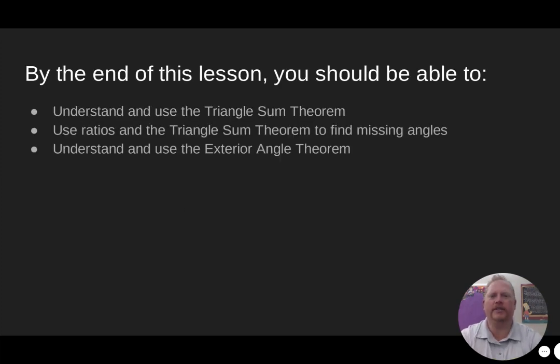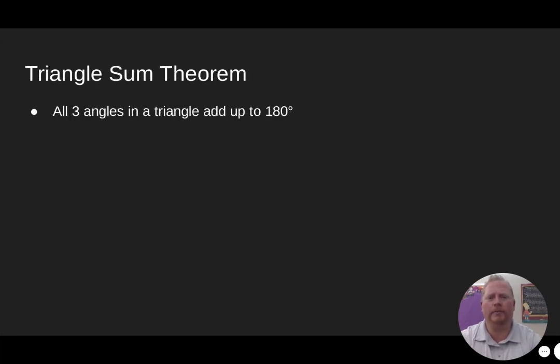So by the end of this lesson, you should be able to understand and use the triangle sum theorem. You should also be able to use ratios and the triangle sum theorem to figure out missing angles. And lastly, you should be able to understand and use the exterior angle theorem. So let's talk about the triangle sum theorem.